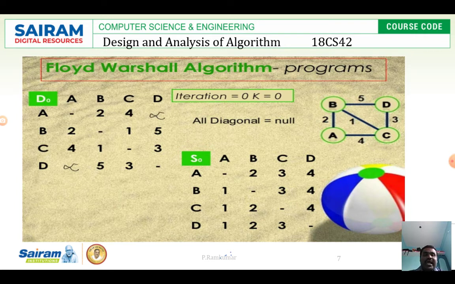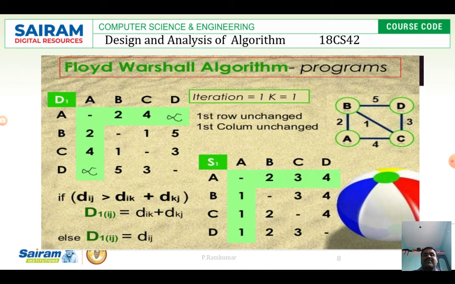Likewise D to A, no direct path, so infinity. D to B weight is 5, D to C weight is 3, D to D there is no self loop, so it will be infinity. So likewise we have to compute.